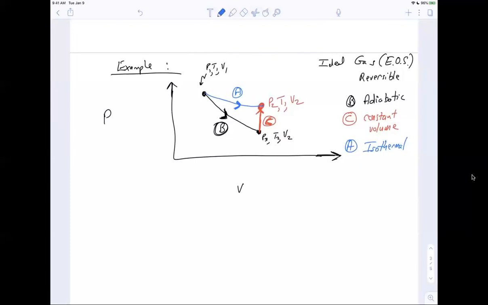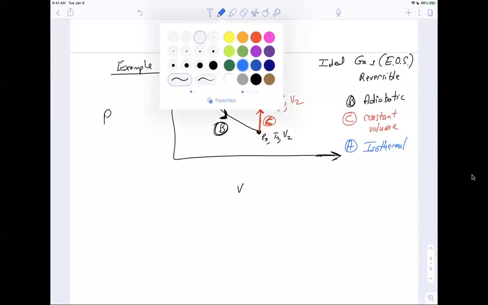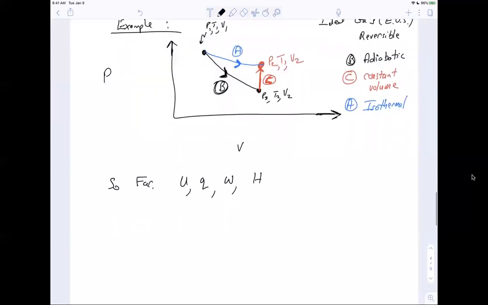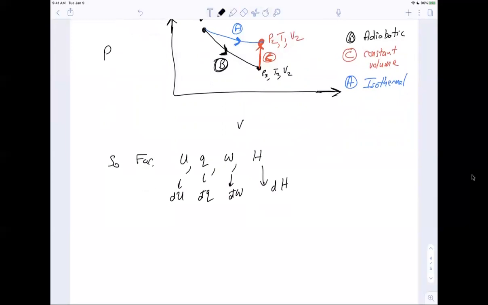So we have all of these functions, U, right? So far, we've been exposed to U, Q, W, and H, and their differentials. So, you know, we have their total differentials. Remember, dq and dw have these lines. Okay, so this is all we have. And so we can now ask to compute all of these guys for these various processes. So let's do it. Let's jump in.